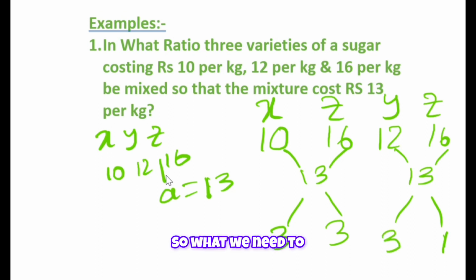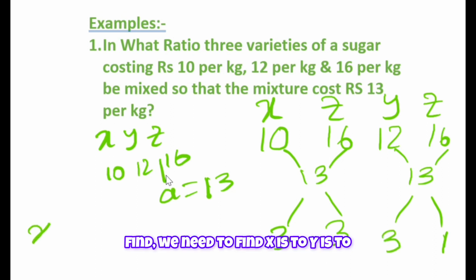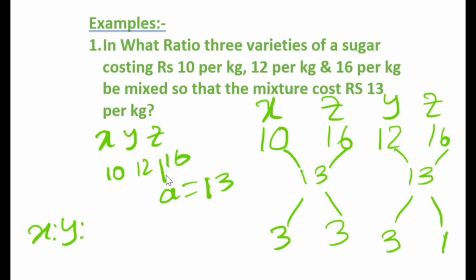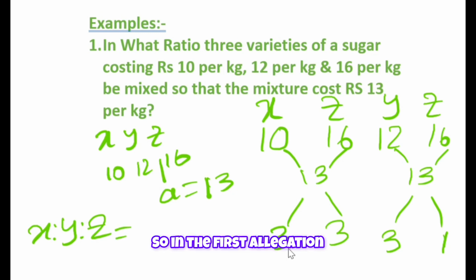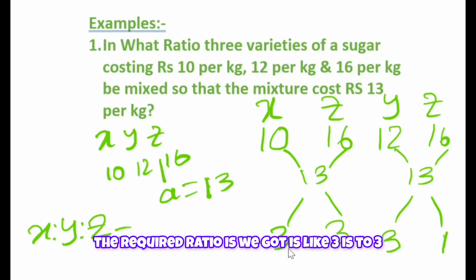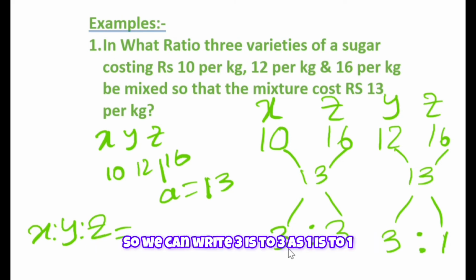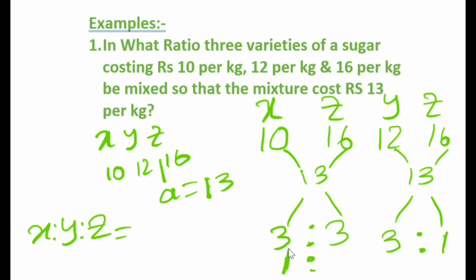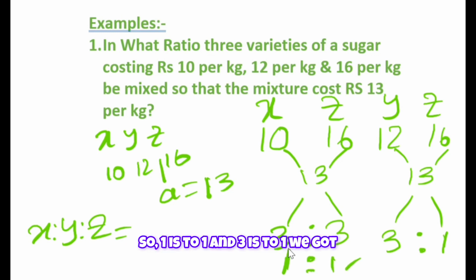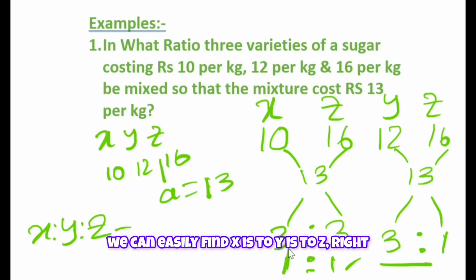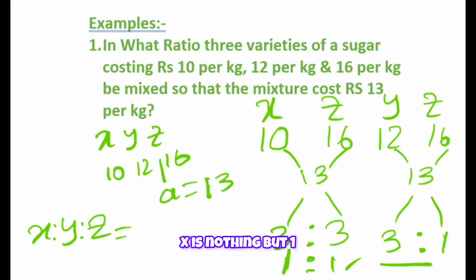Okay, so what we need to find is the X is to Y is to Z ratio. So in the first allegation, the required ratio we got is 3 is to 3, and in the second allegation we got 3 is to 1. So we can write 3 is to 3 as 1 is to 1, right? That's it. So 1 is to 1 and 3 is to 1 we got. So from these two allegations, we can easily find X is to Y is to Z, right? So X is nothing but 1. So directly we can write X as 1.